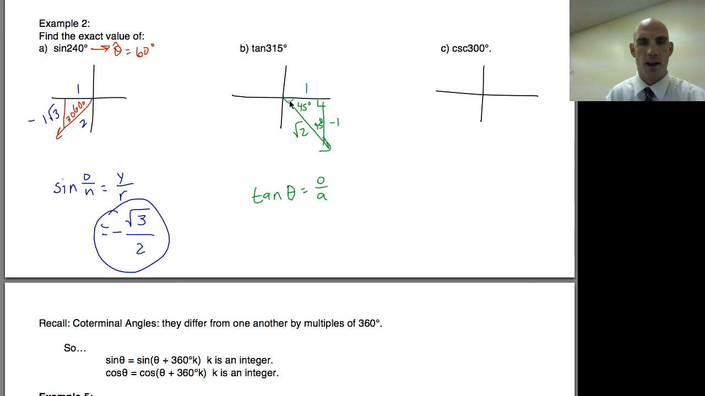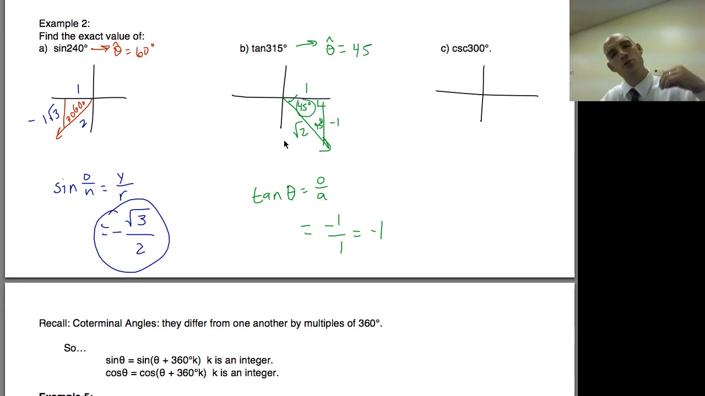And so this is my angle here that I'm looking at. Opposite over adjacent is going to be negative 1 over 1. So that's equal to negative 1. It's all about putting these special right triangles to work, because this theta hat is equal to 45. And that's this right here. That's what it is in reference to that x-axis. So that's the gist.